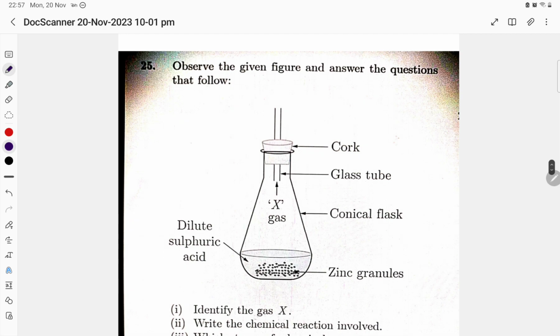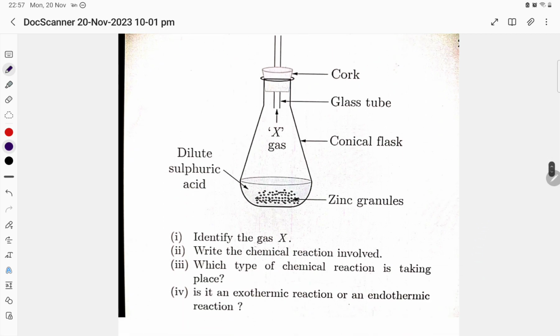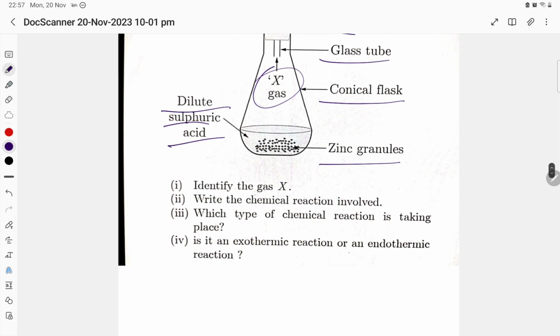Now observe the given figure and answer the questions. Dilute sulfuric acid is there, zinc granules, conical flask, glass is there, H2SO4 here. So they are saying zinc granules are there, dilute. So identify the X. X is the hydrogen gas. Write the chemical reaction involved.